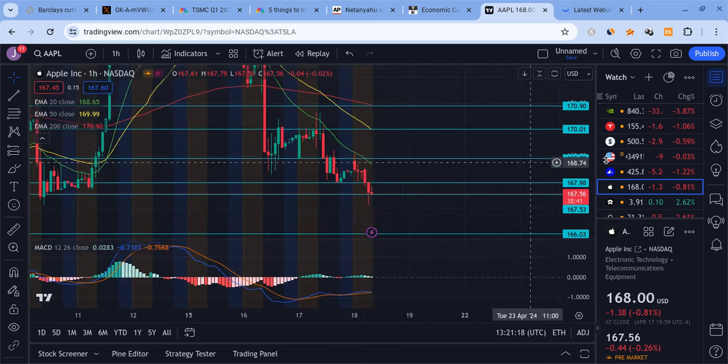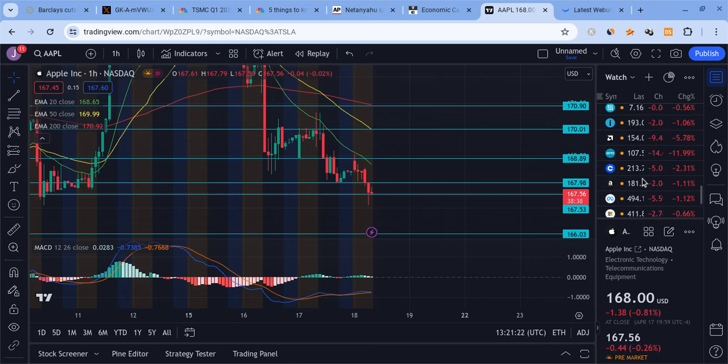We look bearish on Apple. I just want to make that very clear. So we'll give this a little bit more time, and we'll see how things go.